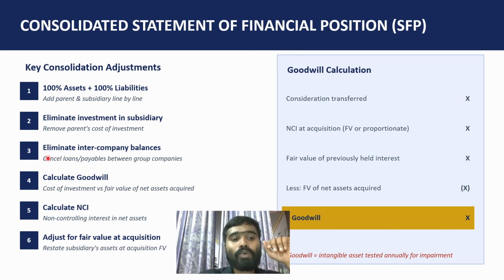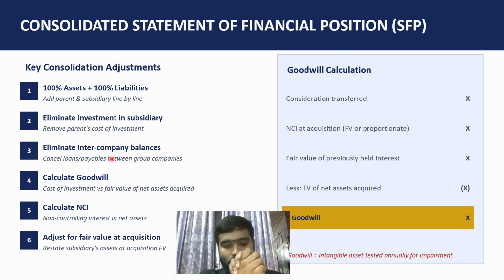Third, we have to eliminate intercompany balances. Now, parent and subsidiary can have purchase and sale transactions between them. There they might have written creditors and debtors in their books. Once we are merging both the companies, those debtors, creditors, loans, receivable, payables, both has to be removed.